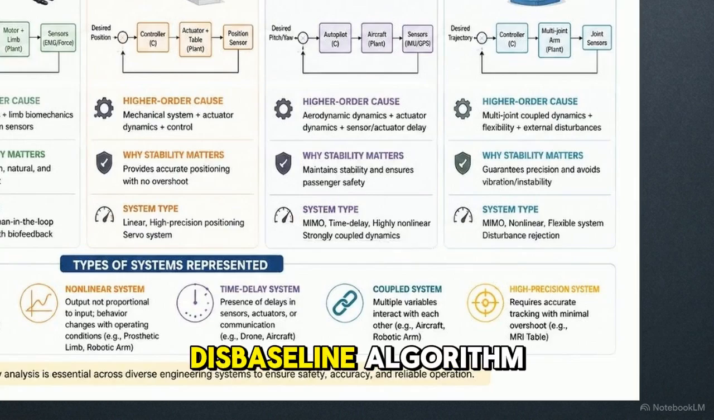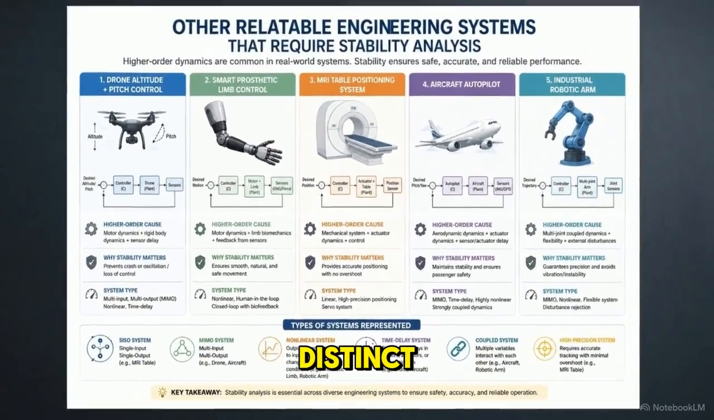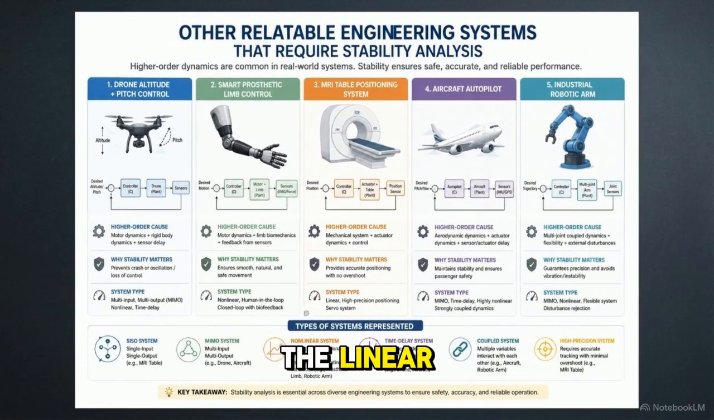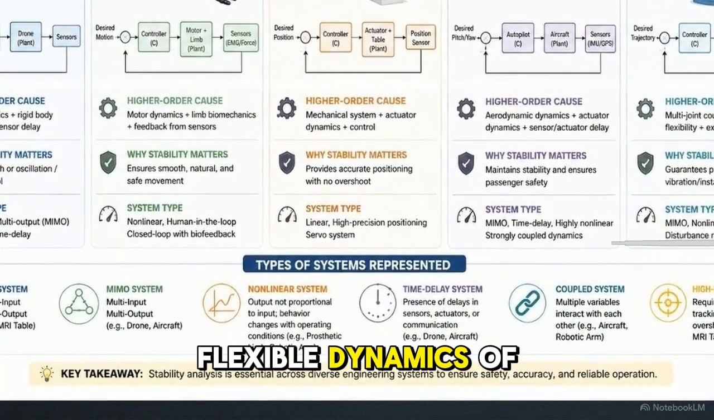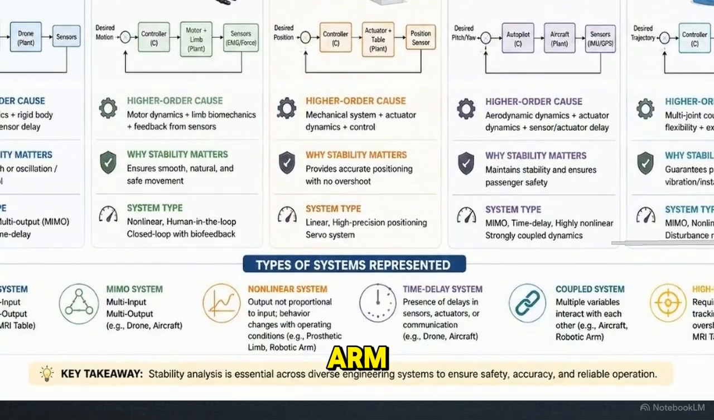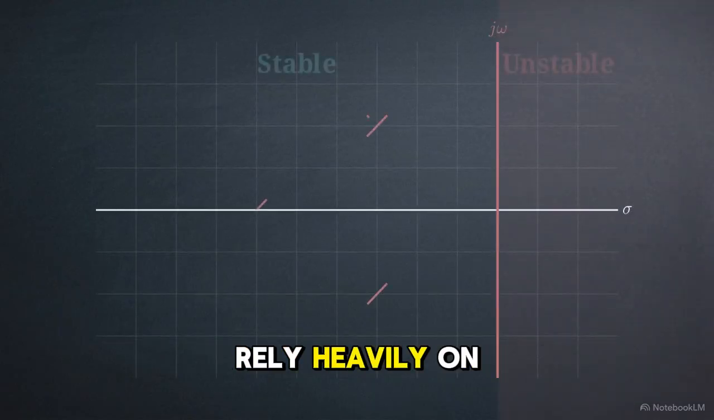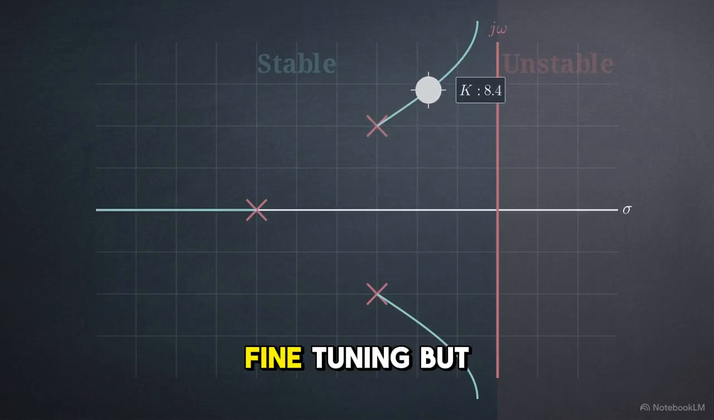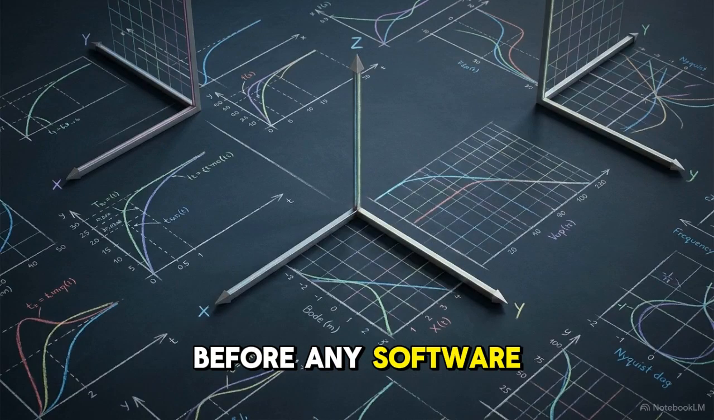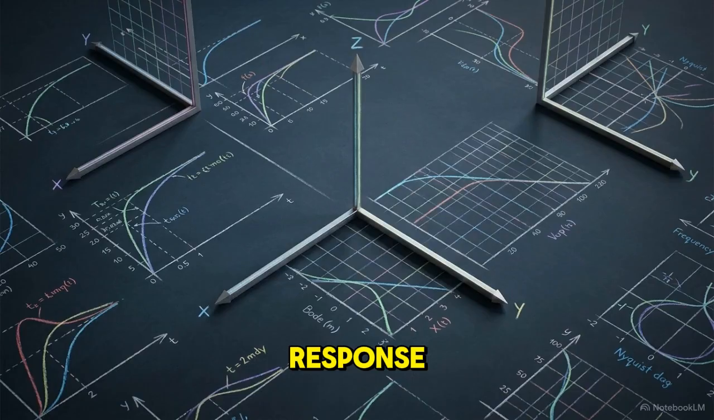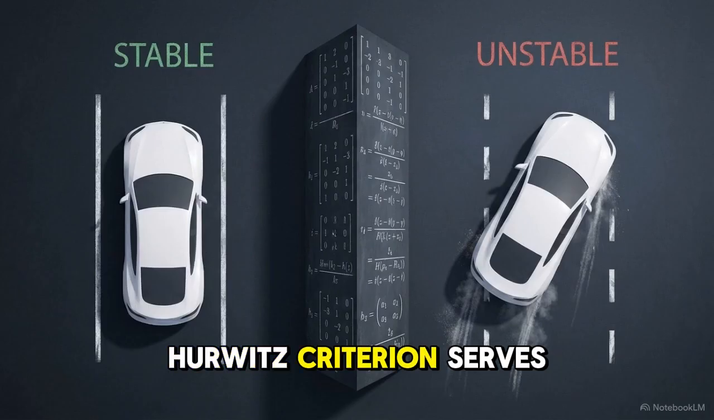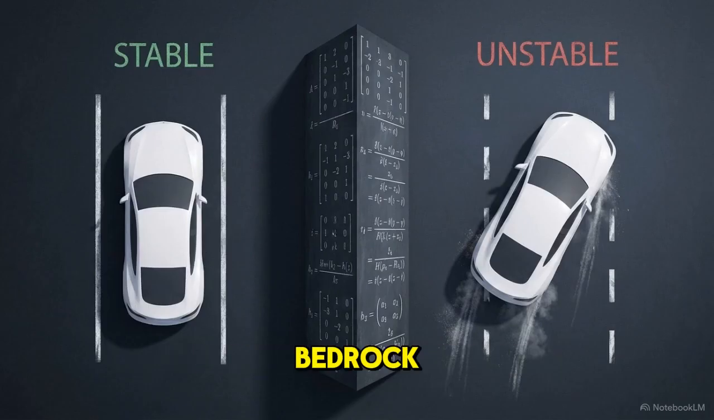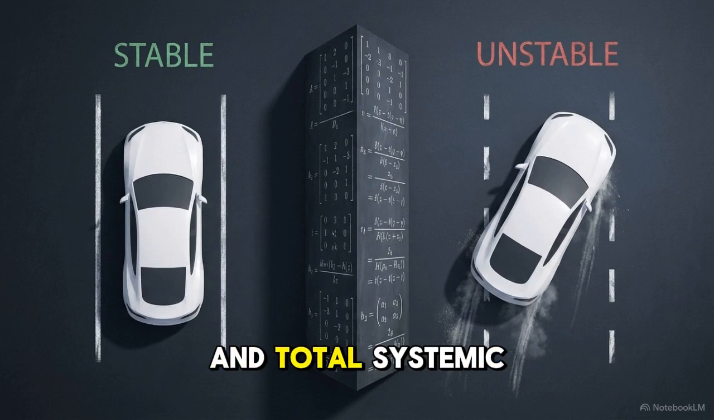You will find this baseline algorithm applied across completely distinct engineering disciplines, from the linear, high-precision servo controls of an MRI table to the highly coupled flexible dynamics of an industrial robotic arm. Today, control engineers rely heavily on frequency domain plotting and computational root locus design for detailed fine-tuning. But before any software models the precise transient response, the Routh-Hurwitz criterion serves as the mathematical bedrock, drawing the absolute line between a functioning machine and total systemic failure.